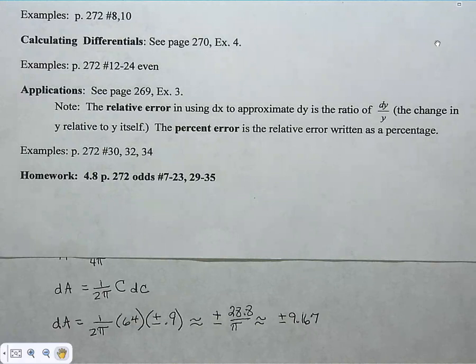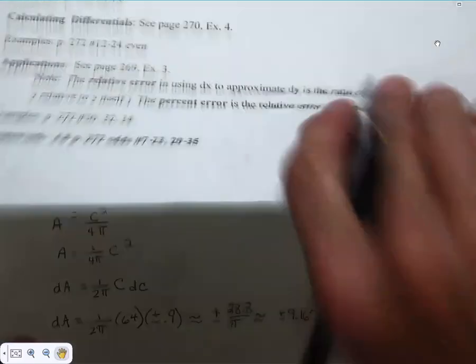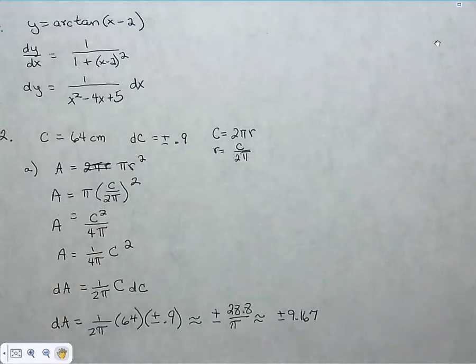The relative error in using dx to approximate dy is the ratio of the differential to y itself. If we take that differential, the 9.167, and then we find what the actual area would be for a 64 centimeter circle, if we form the ratio of 9 divided by the actual area, that's the relative error. If we change that to a percent, it's called the percent error.